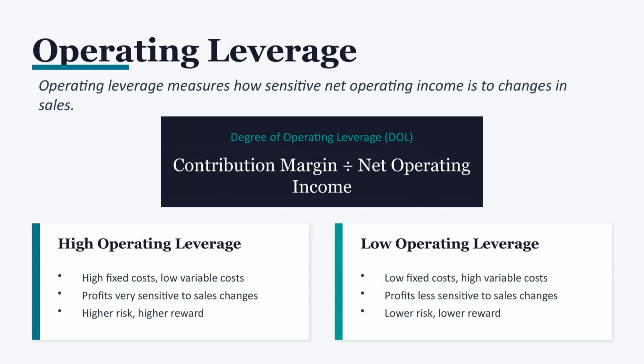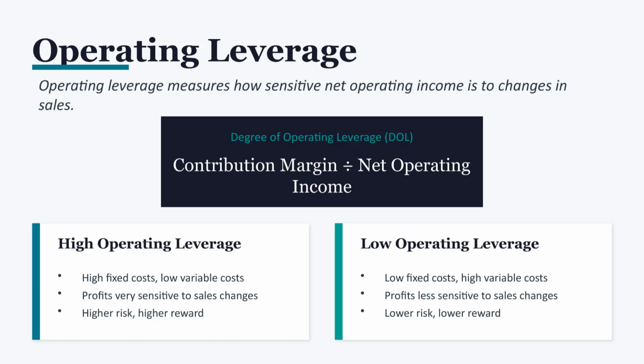Unraveling operating leverage, we dissect how changes in sales profoundly affect net operating income. The formula, degree of operating leverage, divides contribution margin by net operating income. High operating leverage implies higher fixed costs and amplified risks, while low operating leverage indicates steadier profit margins with less dramatic reactions. Operating leverage reflects how much of your cost structure is fixed versus variable.